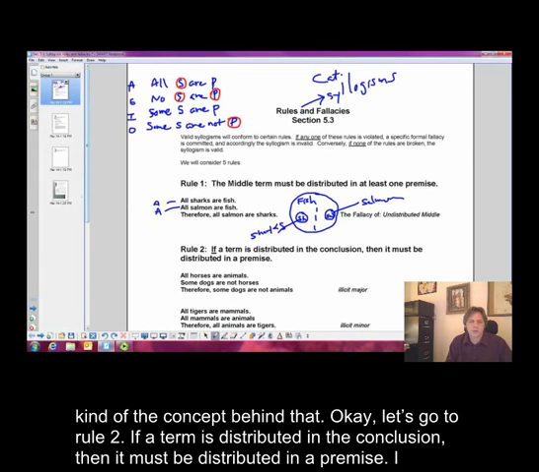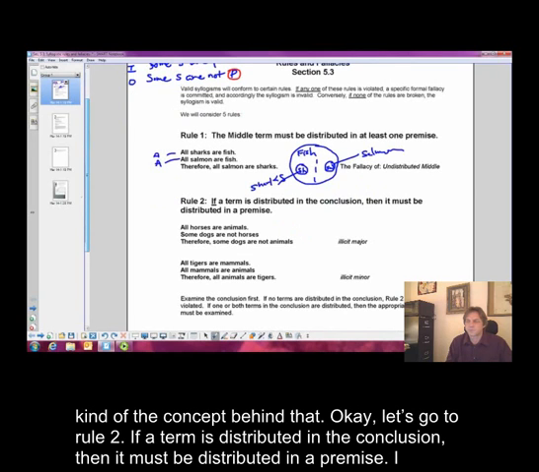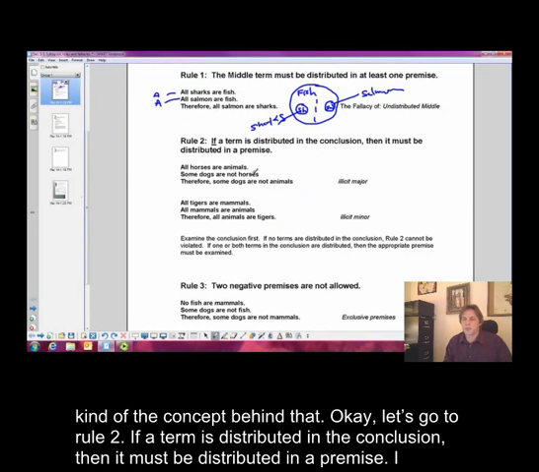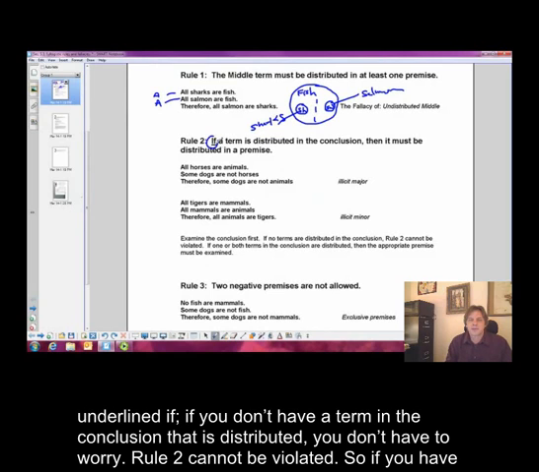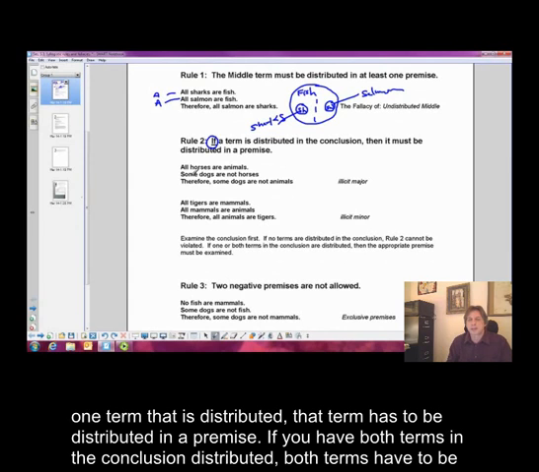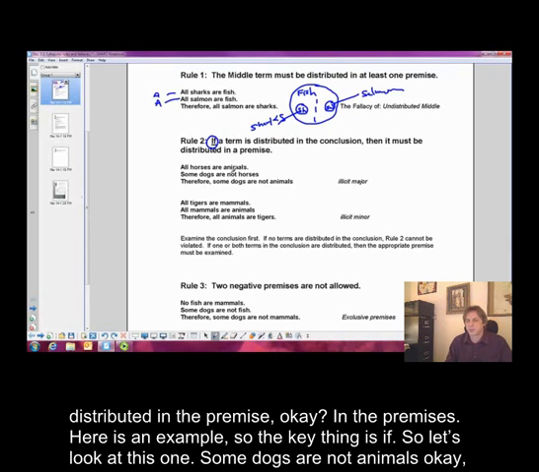Okay, let's go to Rule 2. If a term is distributed in the conclusion, then it must be distributed in a premise. I underline if. If you don't have a term in the conclusion that is distributed, you don't have to worry. Rule 2 cannot be violated. So if you have one term that's distributed, that term has to be distributed in a premise. If you have both terms in the conclusion distributed, both terms have to be distributed in the premises. Okay, so here's an example. The key thing is if.